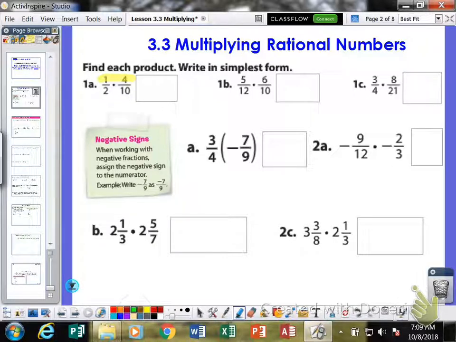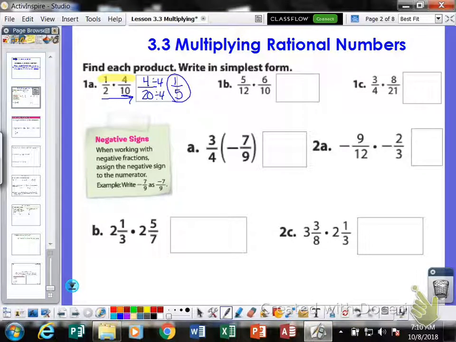So when we multiply across the top for the first one, we get 4. Multiply across the bottom, we get 20. We reduce this: 4 goes into 4, 4 goes into 20. Our final answer would be 1/5. We always simplify, so simplest form.